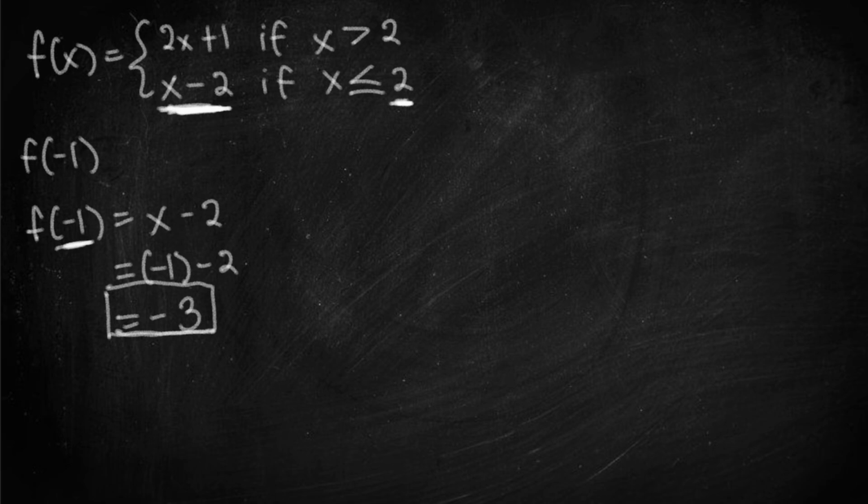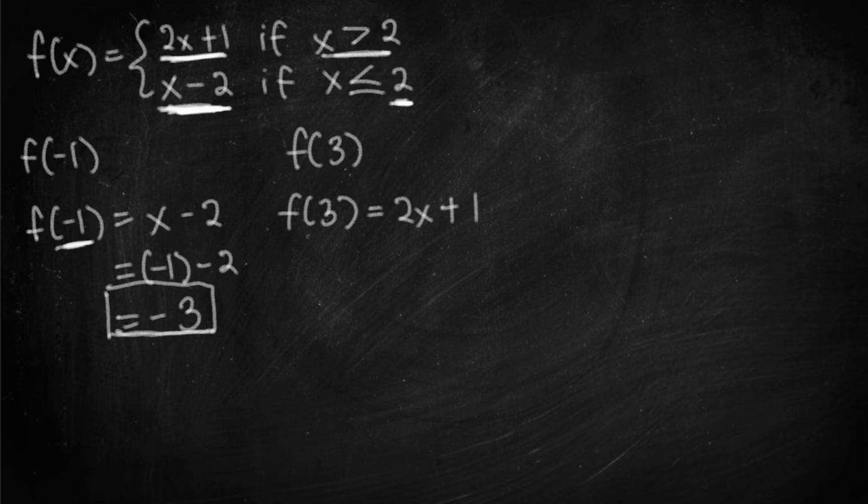Now, another example. We're going to evaluate this function at f of 3. Now we know that the value of 3 is greater than 2. So what formula will we use? Exactly, this formula right here. So just copy everything. f of 3 is equal to, and copy that formula, 2x plus 1. And we're going to do exactly as our previous step, where we need to substitute the value of 3.